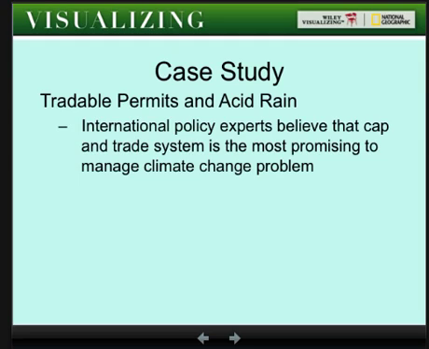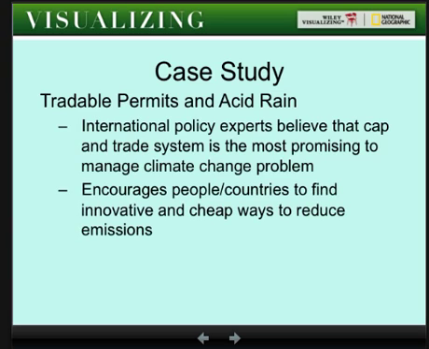International policy experts think that the cap-and-trade system, which is an incentive-based system, is the most promising approach to manage the climate change problem. This is CO2 emission. We're talking about the buildup of these greenhouse gases. This encourages people and countries to find innovative and inexpensive ways to reduce emissions because they want to maintain their standard of living while at the same time not degrading their environment.